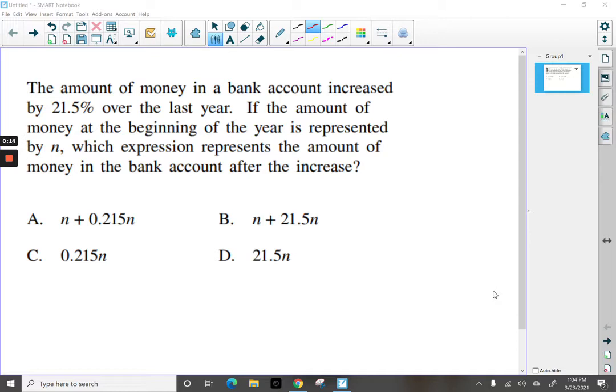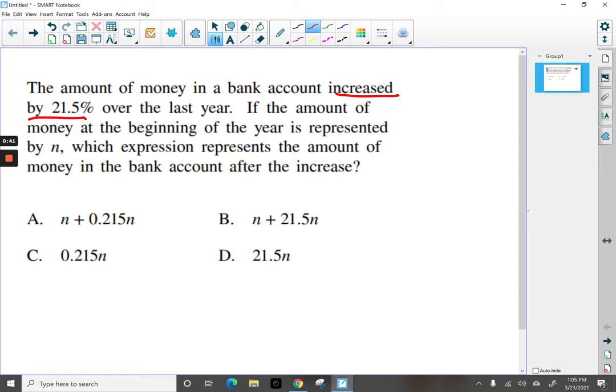Our problem says the amount of money in a bank account increased. Very important, I'm actually going to underline that here. Increased by 21.5% over the last year. If the amount of money at the beginning of the year is represented by N, which expression represents the amount of money in the bank account after the increase?